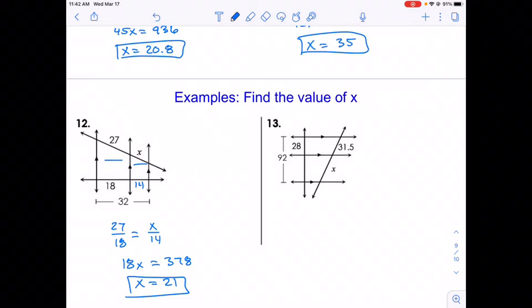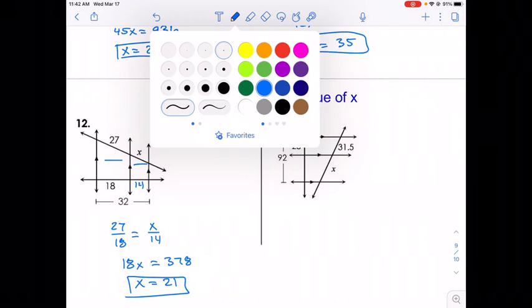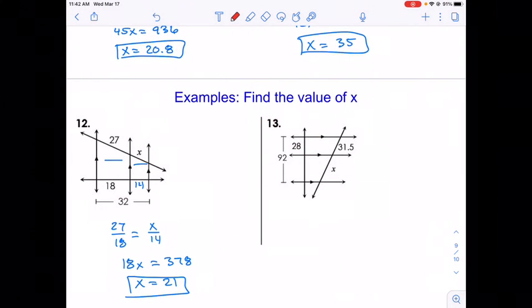So you guys try number 13. So pause your video and come back and check your answer when you're done. All right, so once again, hopefully you saw you need to subtract. So 92 minus 28, that's going to give us 64. And so now we can set this up as 28 over 64 is to 31.5 over x.